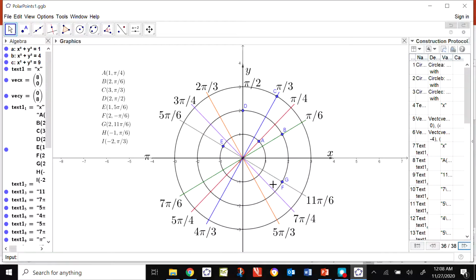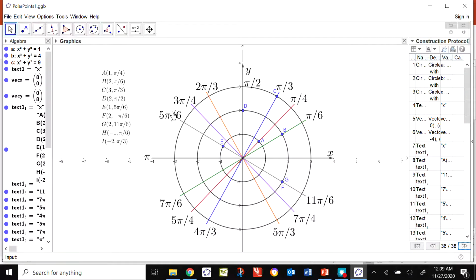So a single point can be represented in multiple ways in polar coordinates. But that's not what happens in the Cartesian coordinate system. When I say 3, 4, that represents a point uniquely. There is no other way to write 3, 4 in Cartesian. Not so in polar. That's one of the main points.